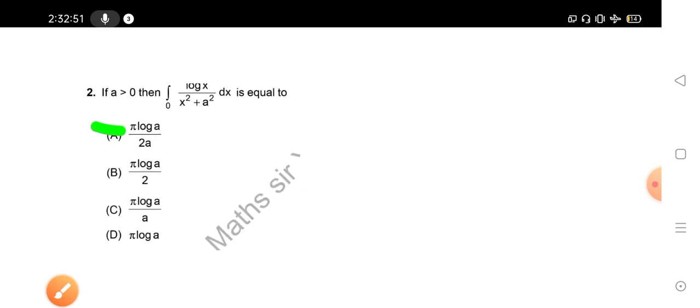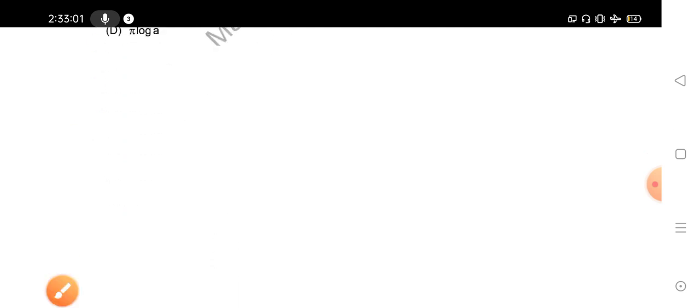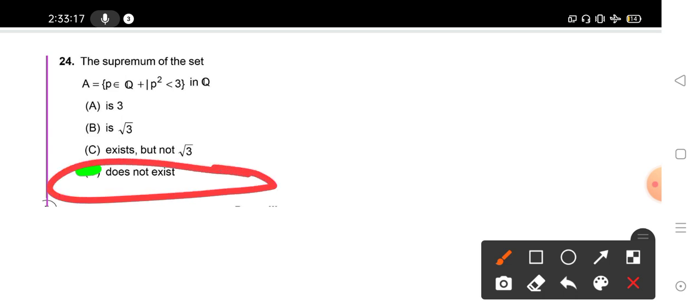Next question: if a is greater than 0, then the integral from 0 to infinity of log x upon x square plus a square dx is equal to, option A is correct, pi log a upon 2a. Next question: the supremum of the set A equal to p belongs to Q plus such that p square is less than 3 in Q. Here supremum and infimum do not exist.